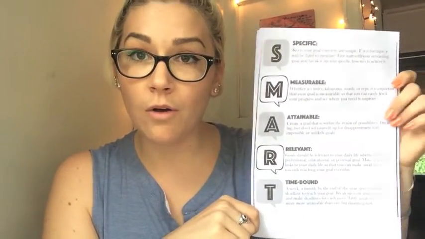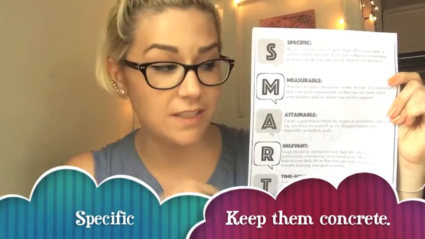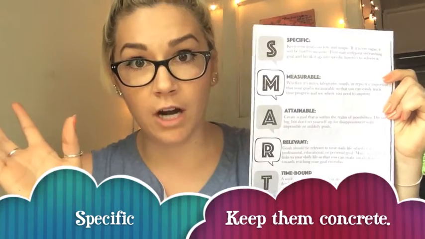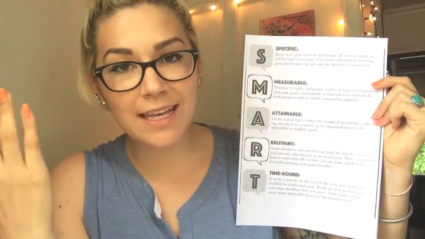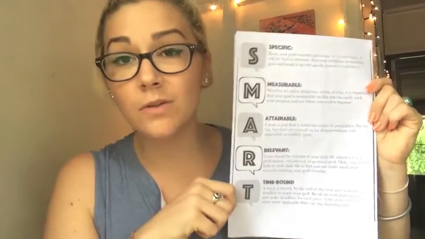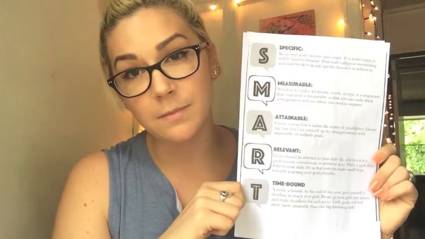So here we go. When you want to make goals, you want to make them specific. So don't be vague and just say some big overarching theme. You want it to be concrete because again, if it's too vague, it's going to be really hard to measure. Don't make it too broad or else it will be difficult to measure. Keep it as specific as possible.